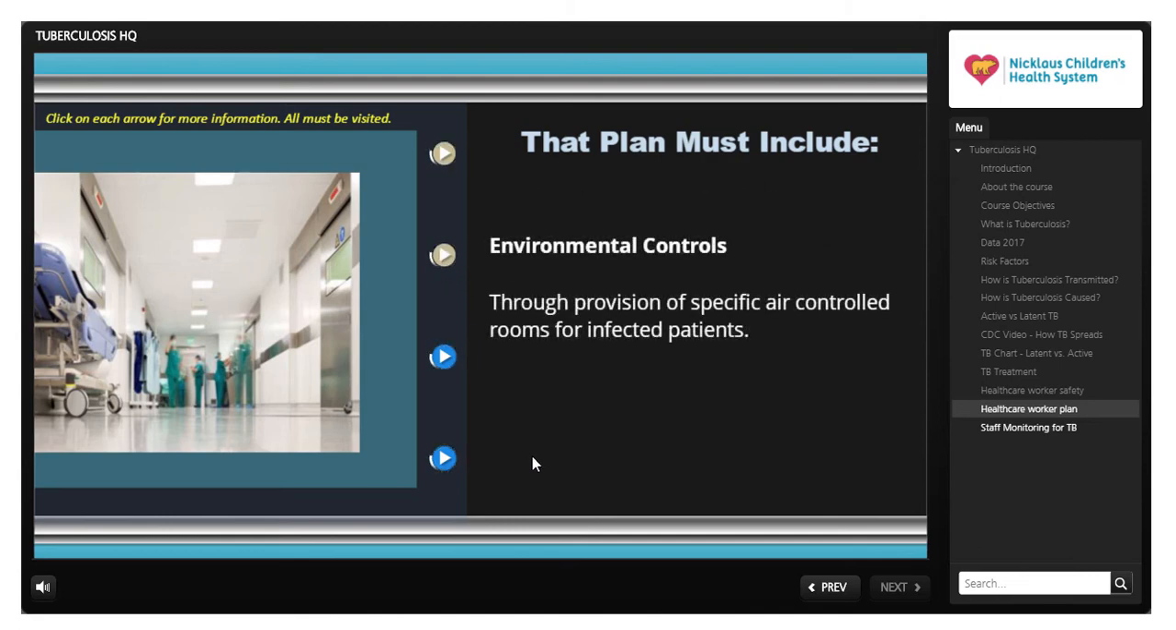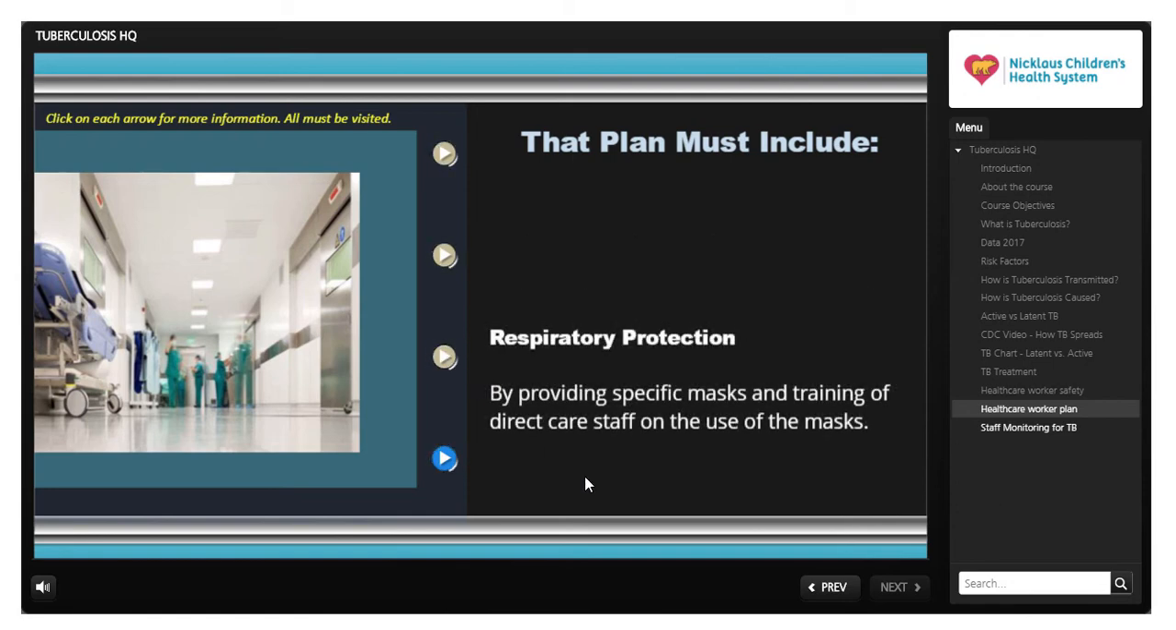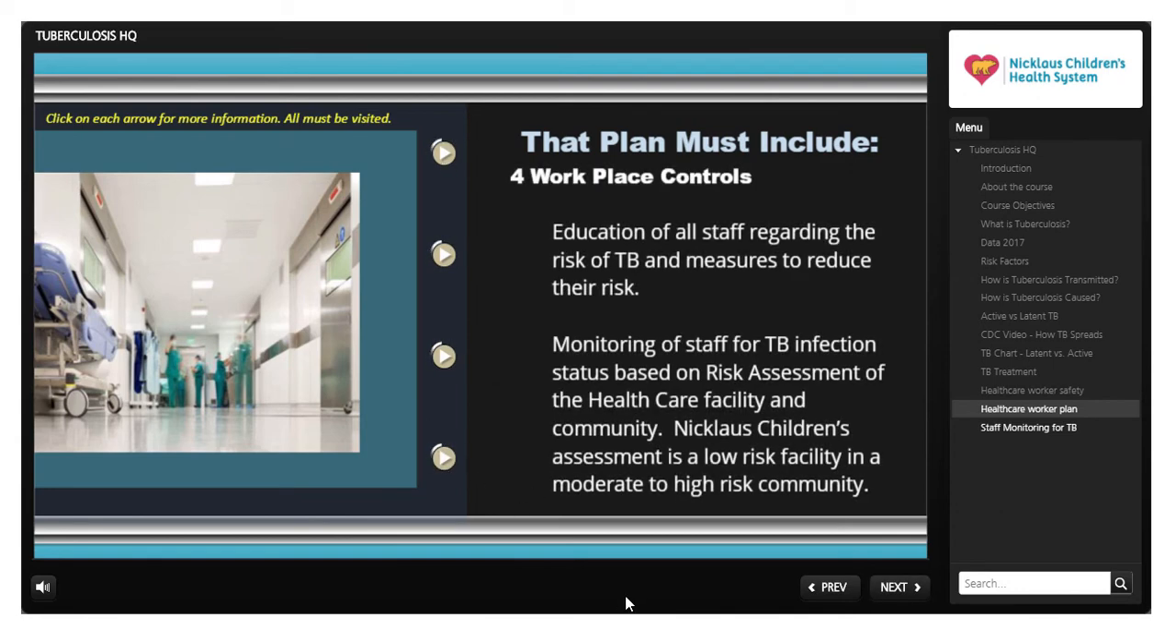Environmental controls, through provision of specific air-controlled rooms for infected patients. Respiratory protection, by providing specific masks and training of direct care staff on the use of the masks. Workplace controls, education of all staff regarding the risk of TB and measures to reduce their risk. Monitoring of staff for TB infection status based on risk assessment of the healthcare facility and community. Nicholas Children's is a low-risk facility in a moderate to high-risk community.